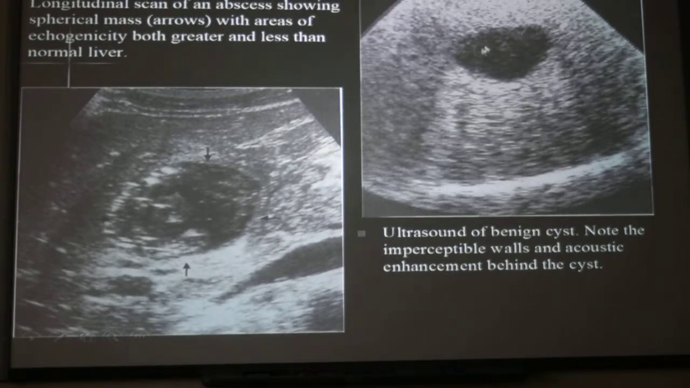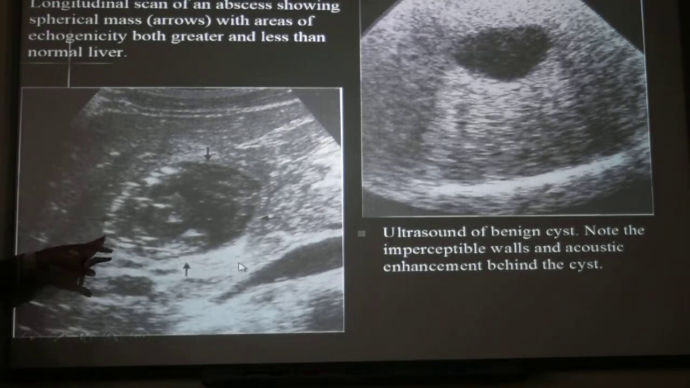Why do we call it simple? Because it's jet black. You don't see anything inside. And there is enhancement behind the cyst. So the sound waves are easily transmitted through the cyst, through the water inside the cyst, and you see enhancement like this. You are sure this is a cyst. So you can leave it alone. But what about this cyst? There is calcification. Okay, so he says there is some calcification in the cyst.